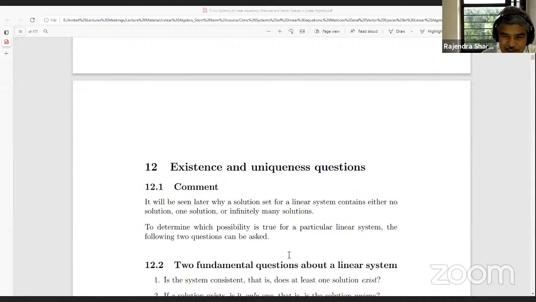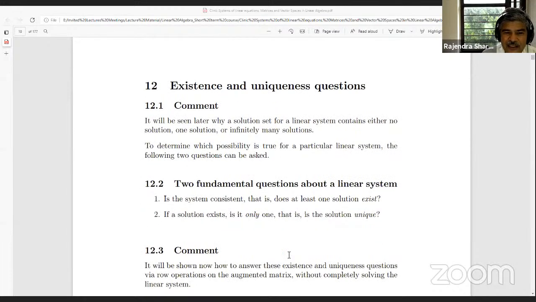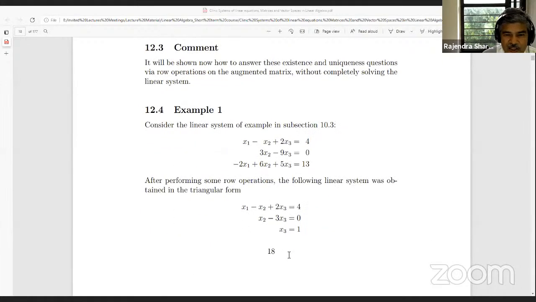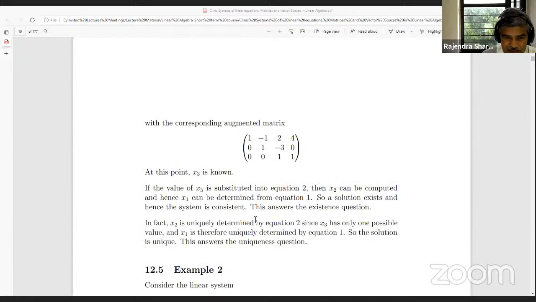The question of existence and uniqueness of the solutions, of course, is of concern. And the 2 fundamental questions that arise are: is the system consistent? That is, does it have at least one solution? And if a solution exists, is it exactly one? That means, is it unique? So here are the examples that we had already discussed. These examples I will not reiterate here. And in this example, we had seen that there is a solution, and the solution was unique, namely (5, 3, 1).